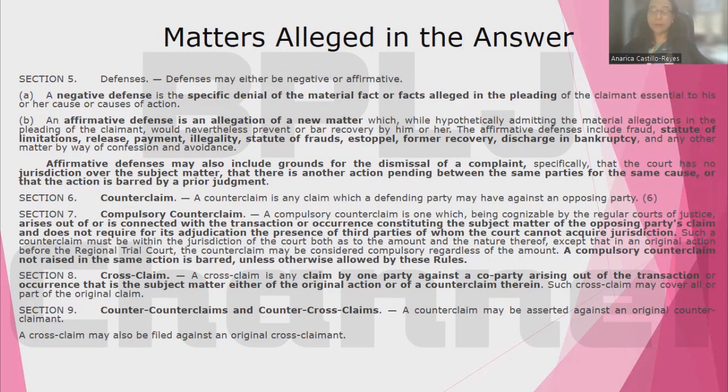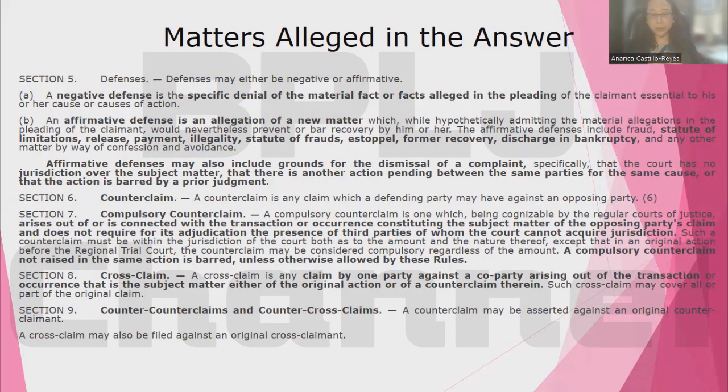You can also set up in your answer a cross-claim. What is a cross-claim? A cross-claim is any claim by one party against a co-party arising out of the transaction or occurrence that is the subject matter of either the original action or of a counterclaim therein. So if, for example, you are a defendant in a case and you have a claim against your co-defendant, you may set it up as a cross-claim in your answer.